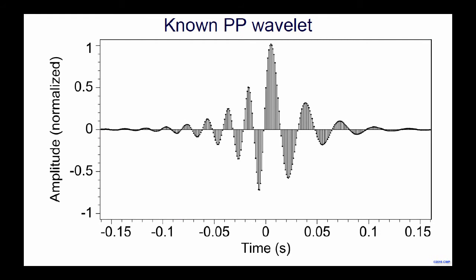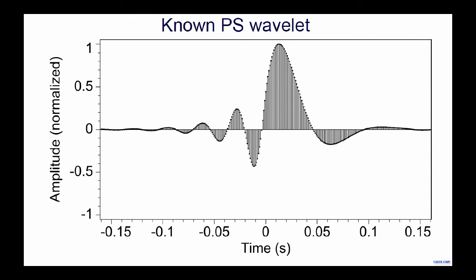Here's the known PP wavelet, and you'll notice that it is pretty much the same as the estimated PP wavelet. And we see this similar case with the PS wavelet. Here's the known PS wavelet, and here is the estimated wavelet. So now let's use these wavelets in the warping with wavelets algorithm and compare our warped PS trace using warping with wavelets to our PP trace.